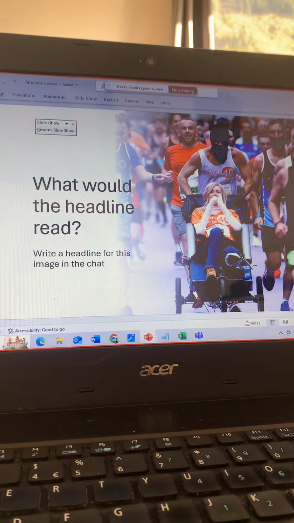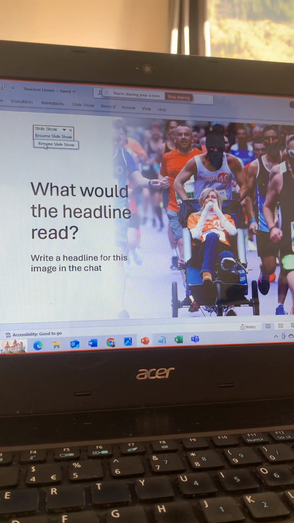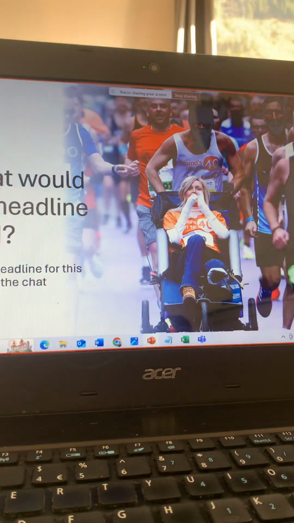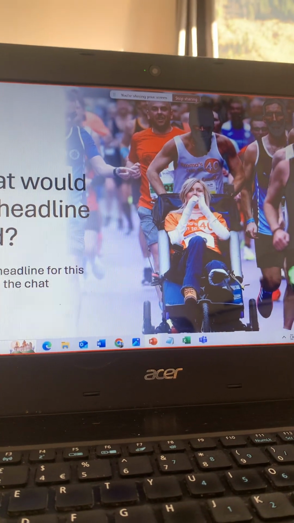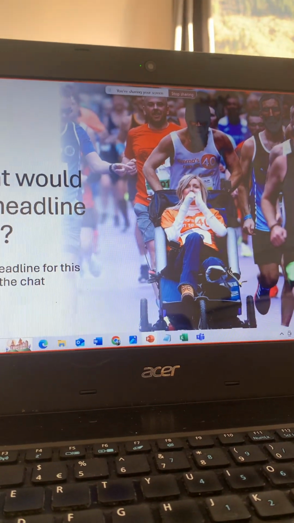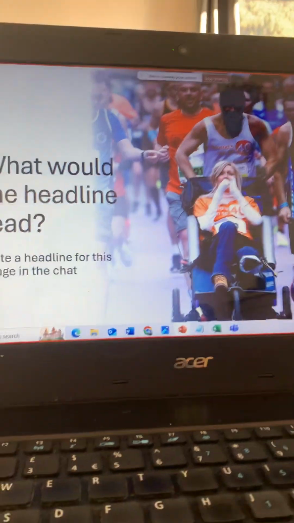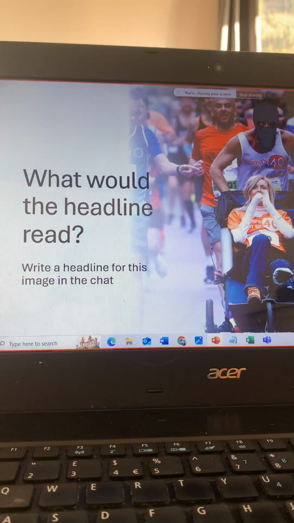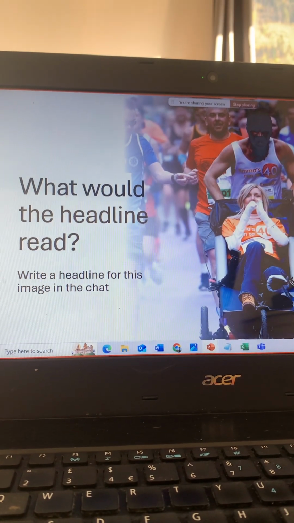And he is famous for what? What does he do? What does Colin Farrell, what is he famous for? Okay, so we've got Colin Farrell and he's pushing somebody in a wheelchair and then there's lots of people around. What do you think the headline for this might be? So let's have some ideas.